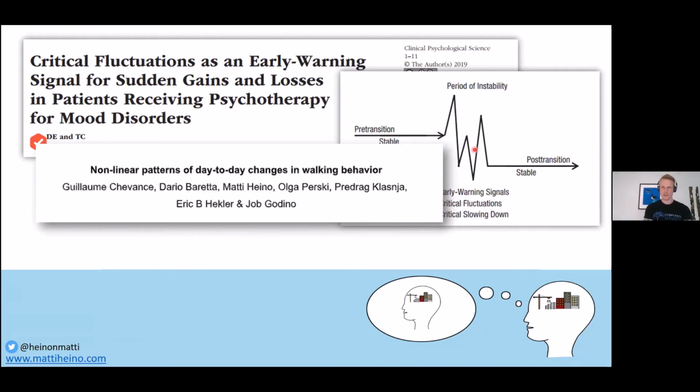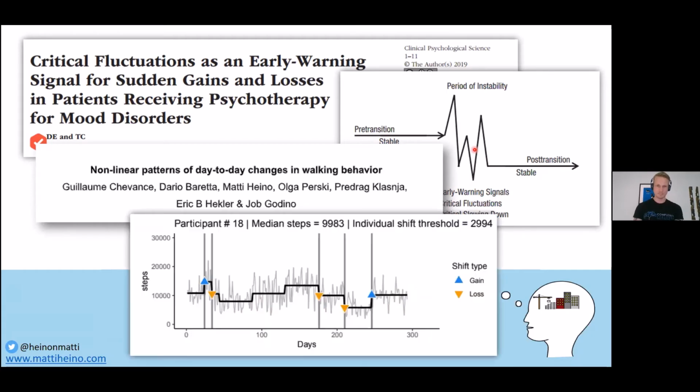But I will give you a more behavioral medicine example. This is a paper we've been working on with Guillaume Chevance. Guillaume is also somewhere around and also on Slack, so you can ask him questions about this. Basically, we have step data from an intervention. These are people who are taking part in a weight loss intervention, so presumably they're trying to increase their daily step counts. These are all the steps they're taking every day.